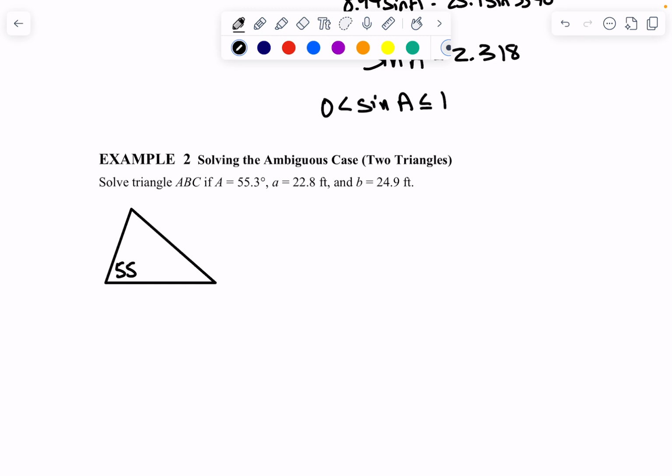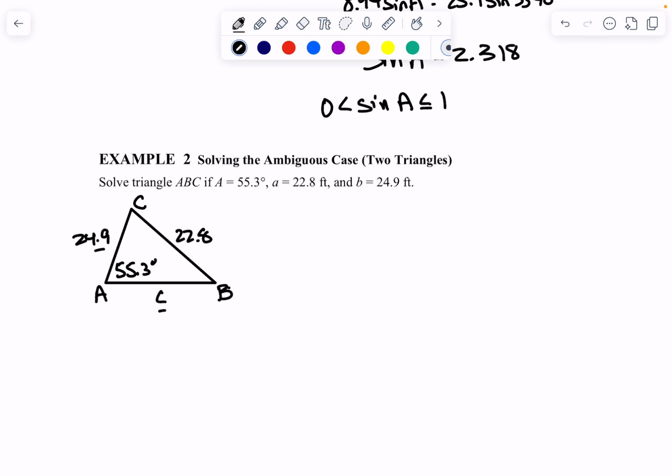So angle A is 55.3 degrees, which means that this is side A, which has to be 22.8 feet. And we'll make this be side B, thus making this angle B and this angle C. Remember, the side is the lowercase letter of the opposite angle, which is a capital letter. So angle A, side A. Angle B, side B. Angle C, side C.